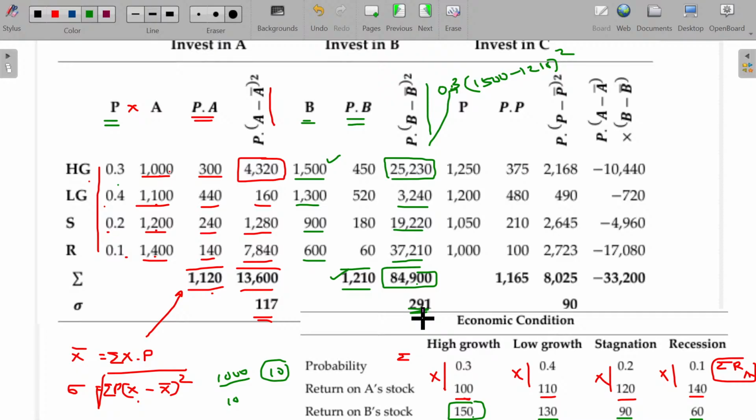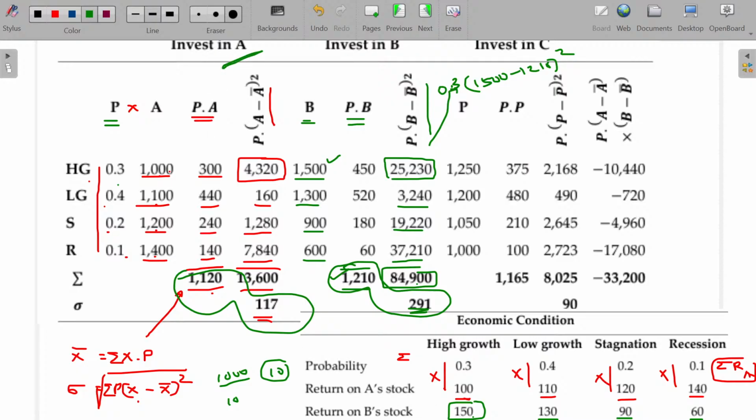So out of available 1000 rupees, if you invest completely in A by purchasing 10 shares in A, your mean return being 1120 with a standard deviation rupees 117. Rather than that, the same 1000 rupees is invested in B, purchasing 10 shares, you will get 1210 being the return with a standard deviation 291. From this, it is very clear.